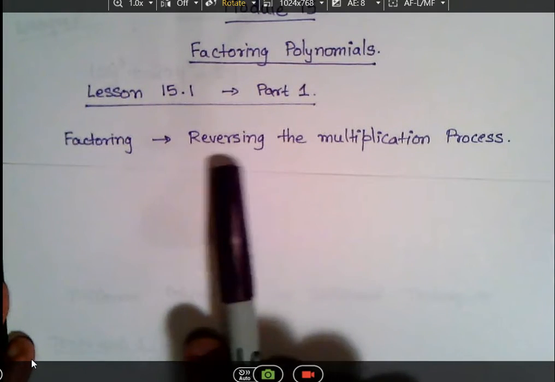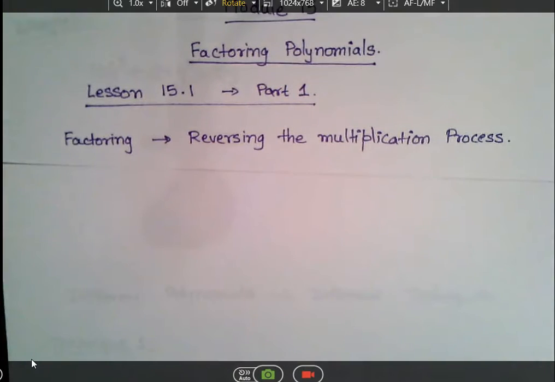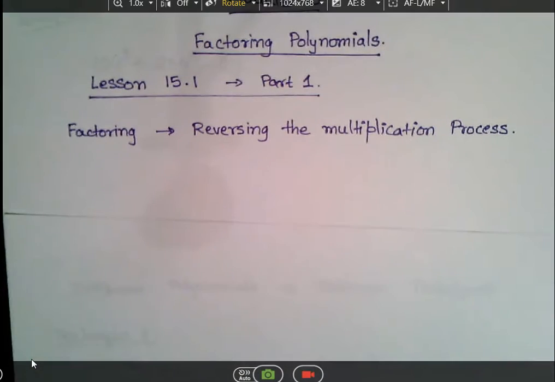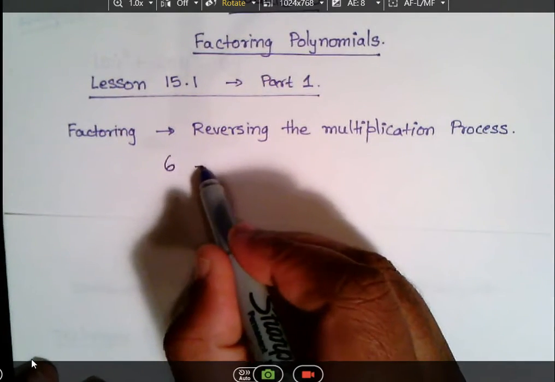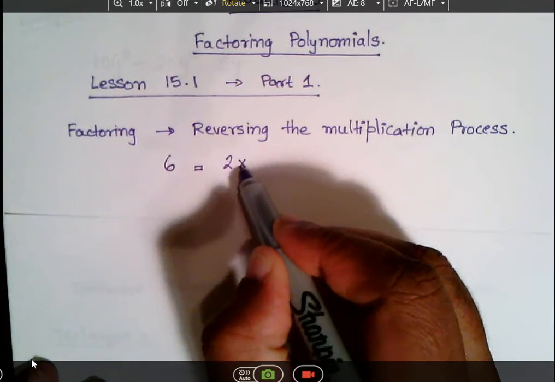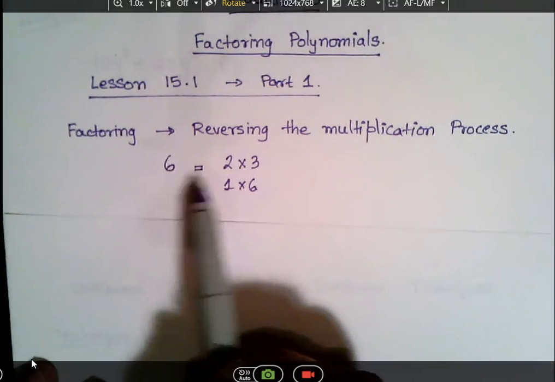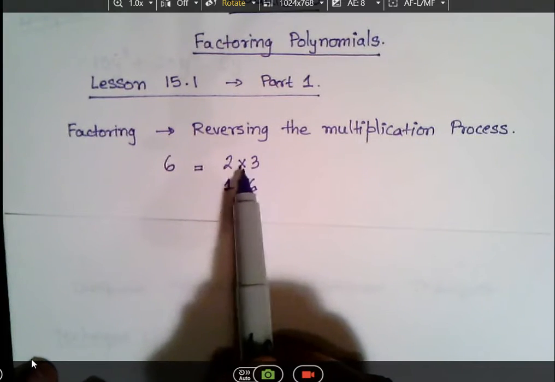So factoring is actually reversing the multiplication process. It's not exactly division. Reversing multiplication is division, but factoring is not division. Say, for example, I have a number 6. How did I get that 6? What are the two numbers that will multiply to give me a 6? It could be a 2 and a 3, or a 1 and a 6. So I'm factoring the 6, writing it as multiplication of two numbers, right? So this is factoring 6. So I'm trying to find the factors of 6.